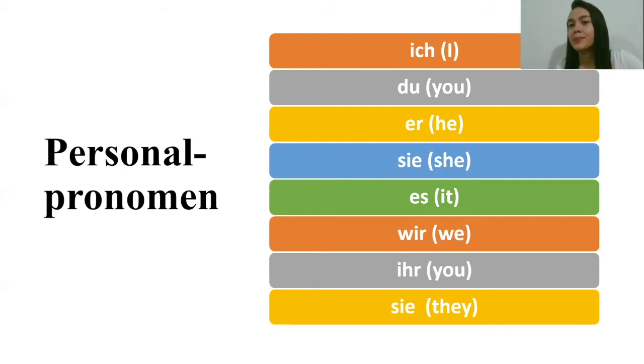Ich, I, du, you, er, he, sie, she, es, it, wir, we, ihr, you, sie, they. So now we got to know the personal pronouns and we continue with the next step.